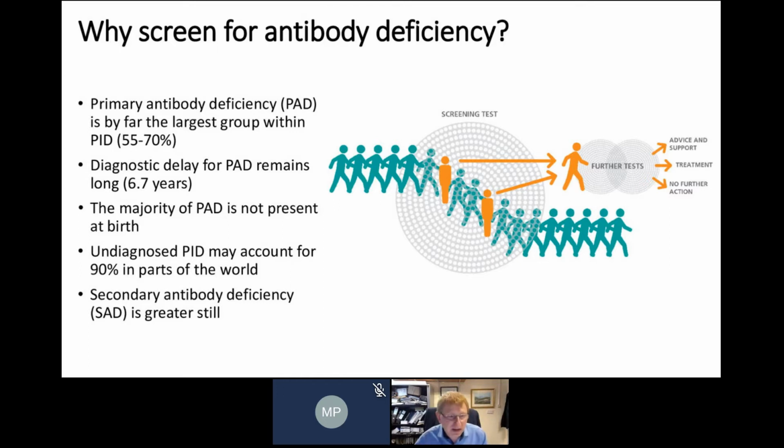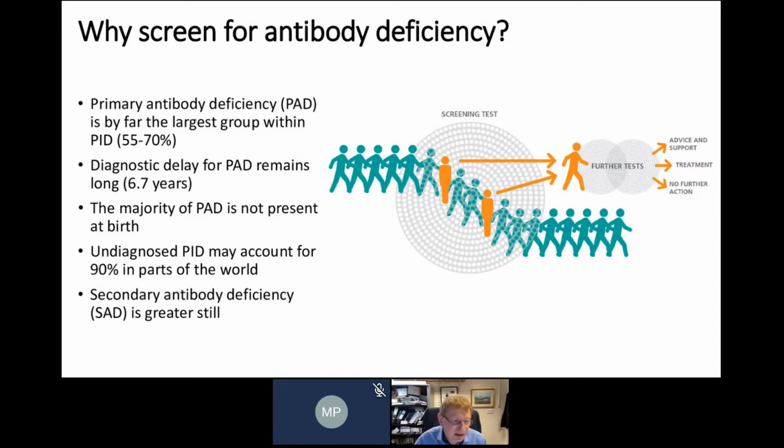So why screen at all? Well, I think antibody deficiency, in fact, is the largest group within primary immunodeficiencies, and there remains a significant diagnostic delay. Depending on which study that you look at, it varies, but it's often in the range of years.